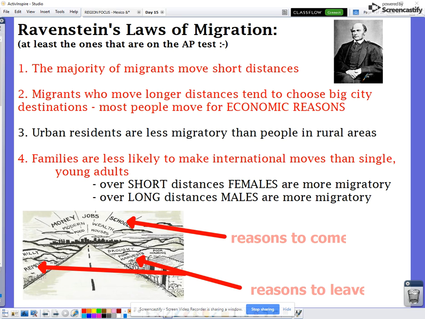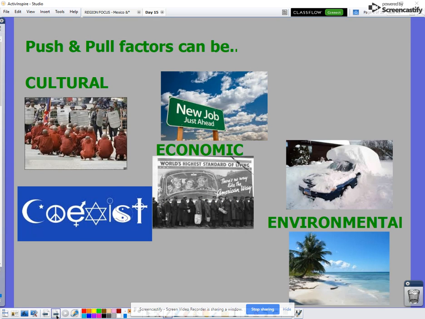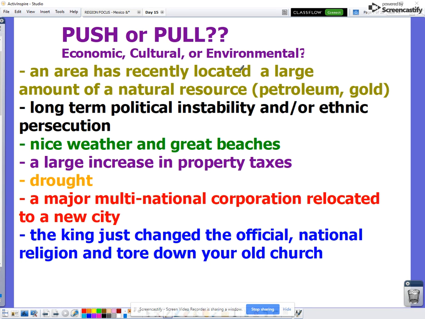Statistically, females move over short distances and males are more migratory over long distances. Push-pull factors, which you guys learned about in U.S. history and world history, can be cultural, economic, and environmental. And then I just put some examples here.